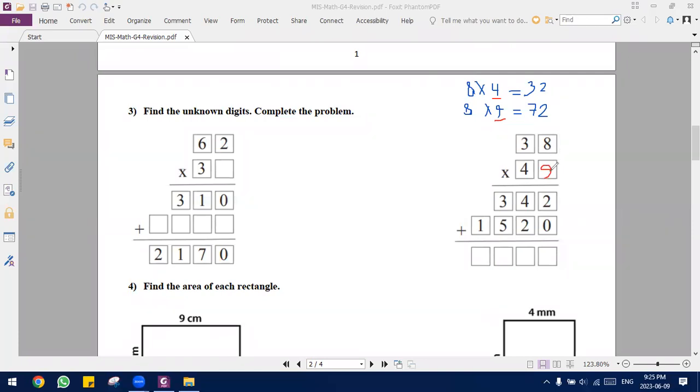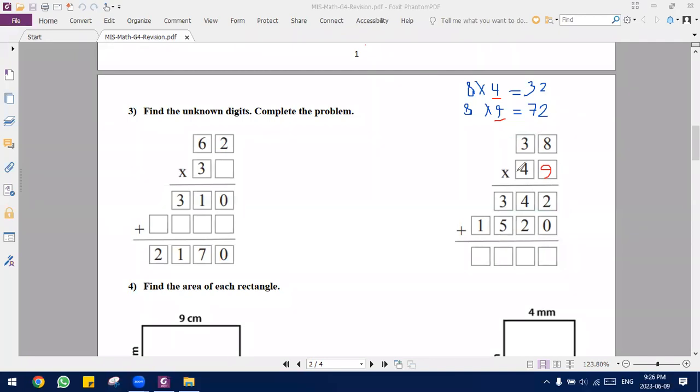8 times 9 is 72. We write 2 and I carry 7. Now, 9 times 3, what is it? 27. And then I add 7. 27 plus 7 is 34. So we write here 4 and then we carry 3, but there's nothing, so we write 3. It means 9 is correct. So we keep it and we complete.